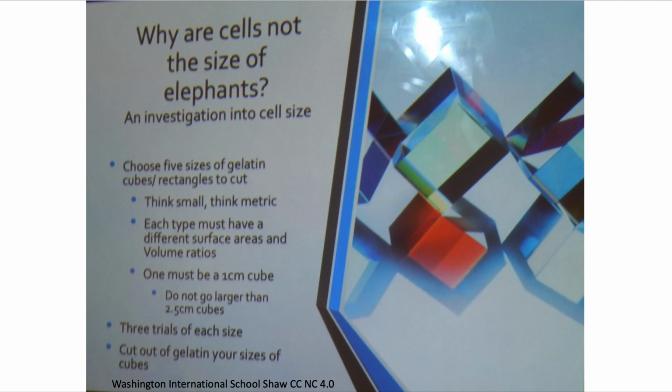So in our lab, why are the cells not the size of elephants, or an elephant just having a single cell? You're going to choose 5 sizes of cube. You will cut them to the sides you determine, and use metric measurements. And each different cube size will have a different surface area to volume ratio. One must be a 1 centimetre cube, and don't go larger than 2.5 centimetre sides on the cube. 3 trials for each, and cut out your cubes.